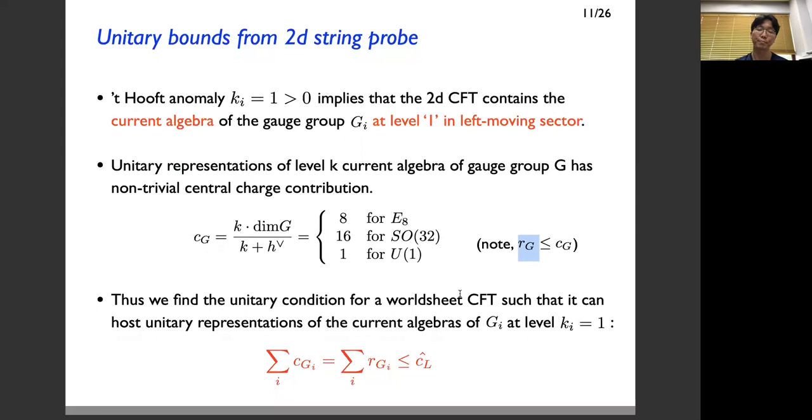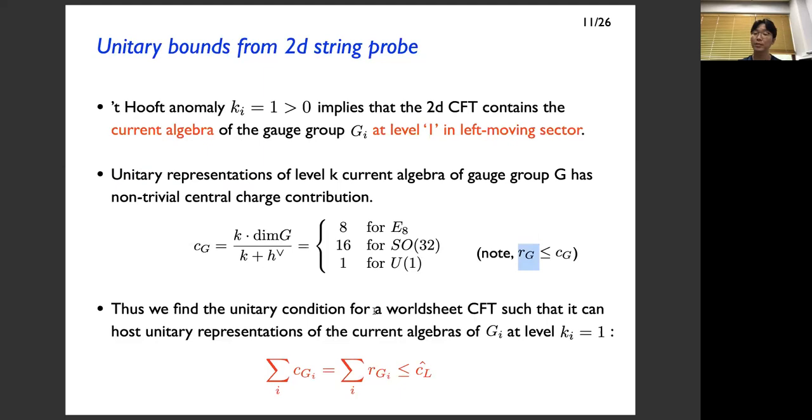Then we find the unitarity condition for this worldsheet CFT, because each current algebra contributes non-trivially to the central charge, and every current algebra in this setup is realized in the left moving sector. Therefore, the sum of all the central charge contributions coming from the current algebras must be less than or equal to the left moving central charge, because this is the total central charge counting the degrees of freedom in the left moving sector. Okay. So it means the rank of the gauge group. This gauge group is basically the bulk gauge group. Strings couple to the bulk gauge group, and that's why they have current algebra. And this rank of the gauge group should be less than or equal to the total left moving central charge. So this is a simple unitarity condition on the string worldsheet.